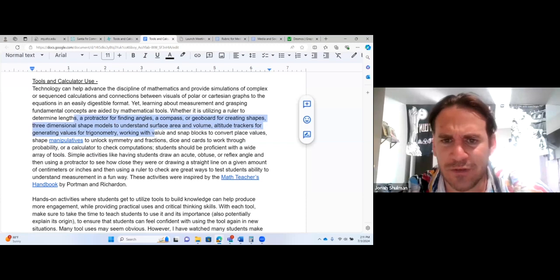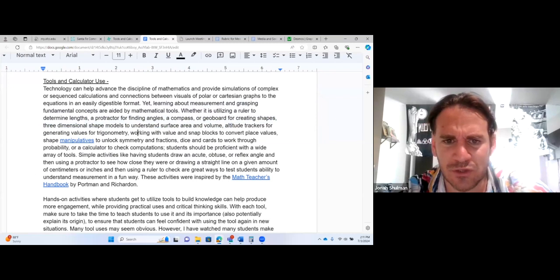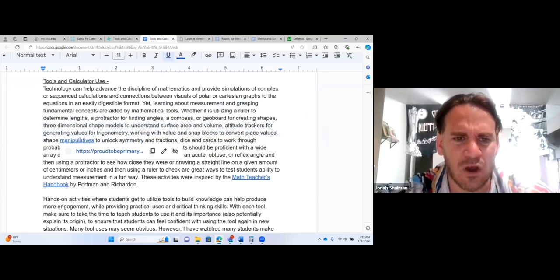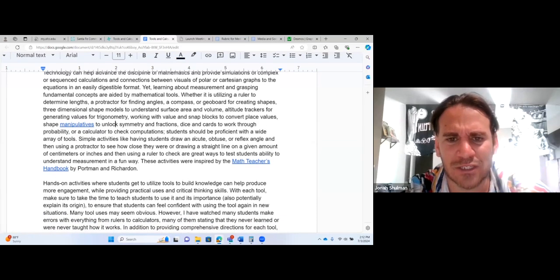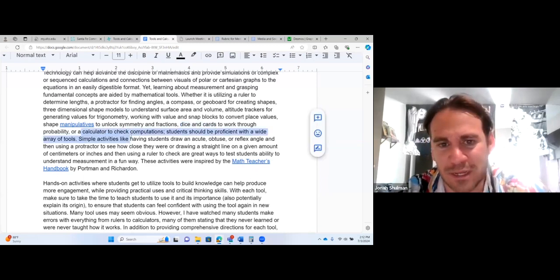Three-dimensional shape models are great for surface area and volume. I've shown the altitude trackers for generating values for trigonometry. You can work with snap blocks, converting tens places, and all these shape manipulatives to unlock symmetry and fractions. I use dice and cards for probability, and a calculator to check my computations. Students, we should be teaching them how to use the tools. A lot of times students don't even know how to use the calculator, and we should be giving them time with that.